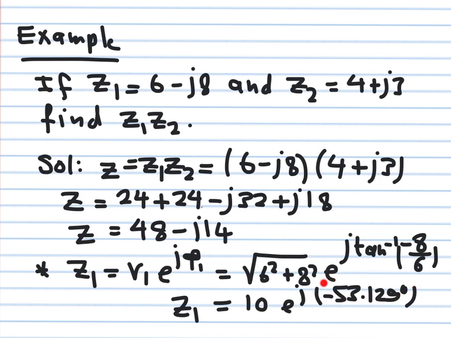But minus 53 is not the right answer, because if this was minus 6 and 8, minus 6 plus j8, then the real part is the one that's negative. You have to add pi. So you add pi to this quantity, and this will give you the answer. But here, this is correct.